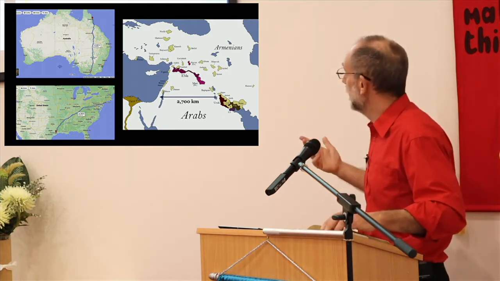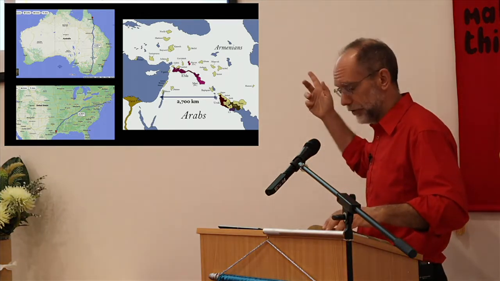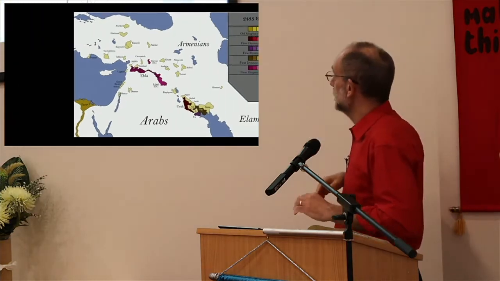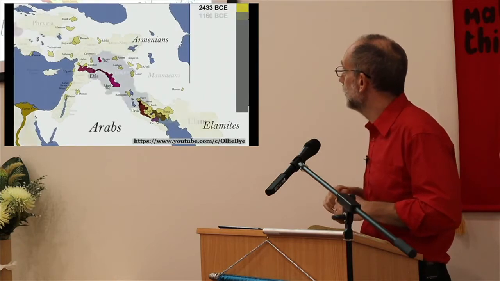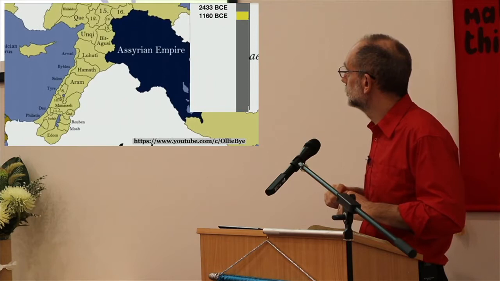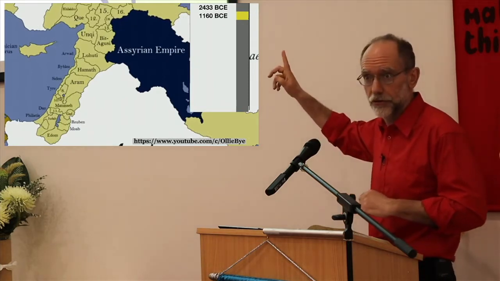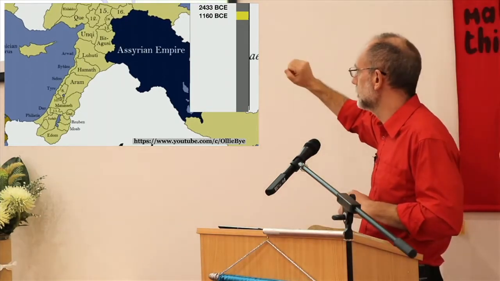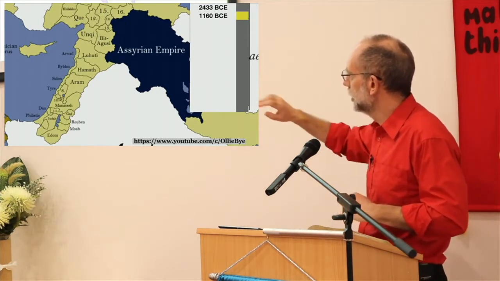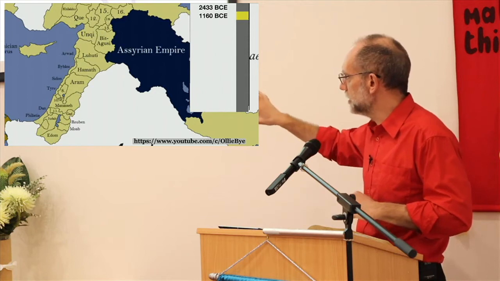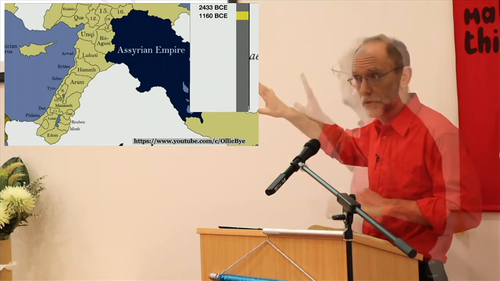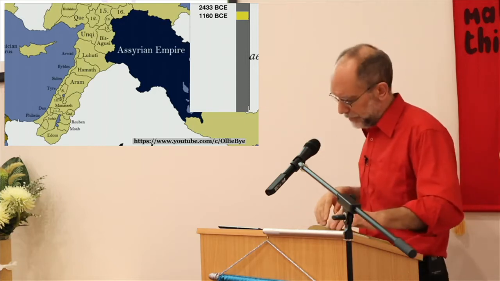Now, what I'm going to do now is jump forward. That's the map, as I said, 2400 BC. We're going to jump 1200 years from here to here. So notice the Assyrian Empire has suddenly appeared, and look how large it is. But we'll see over on the left-hand side, this is now the Promised Land populated by the 12 tribes, 1160 BC.